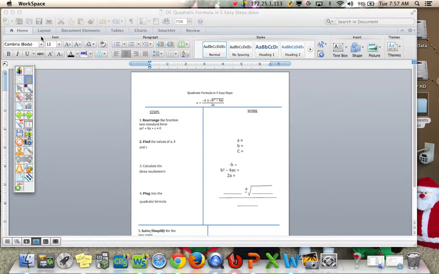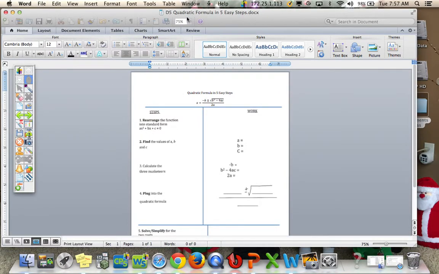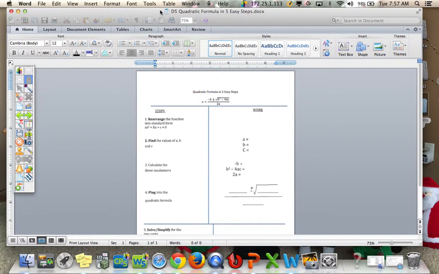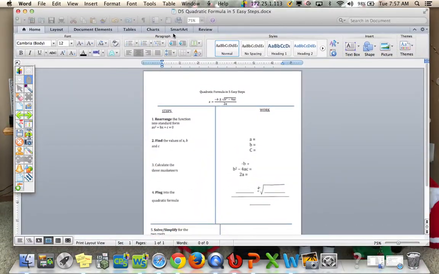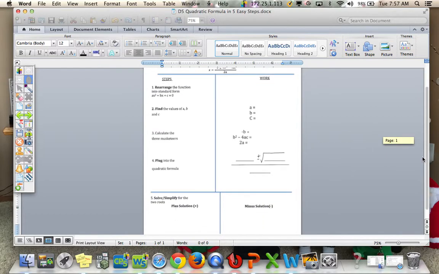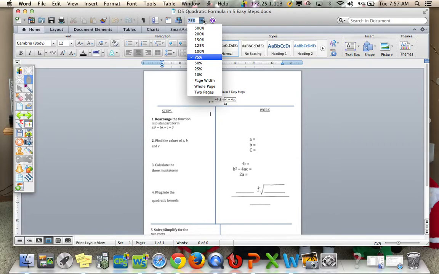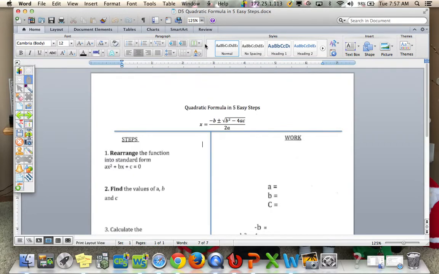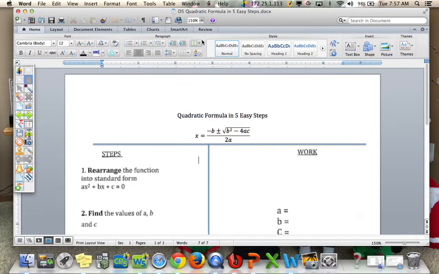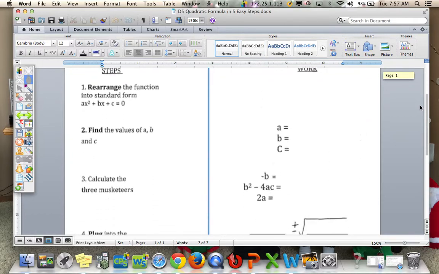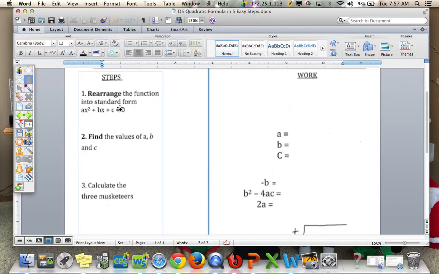All right, let's go to this right here. I'm going to make it bigger. And we'll practice using the quadratic formula. Let's see if I can make it bigger. I guess it won't let me zoom. There it is. Okay, so here are the steps for the quadratic formula. First step, put it in general form. Find the values of a, b, and c and calculate the three musketeers.